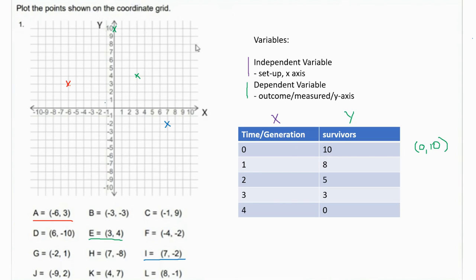1, 8 would be 1 over and 8 up. 2, 5 would be 2 over and 5 up. 3, 3 would be 3 over and 3 up, and 4, 0 would be 4 over and no up. And then if you combine these points that you just drew into a graph, this is the graph you would get. Okay, so far so good.